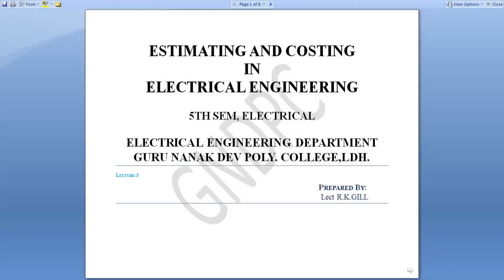As we had discussed in the last video, the estimate of the total cost involved in the project is completed in two steps. We have gone through one of them, that was the determination of quantity of material and its cost. In this session, we'll be determining the labor charges.